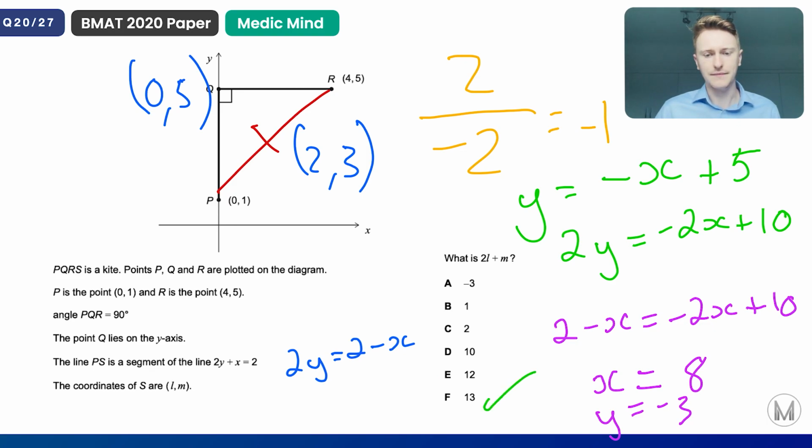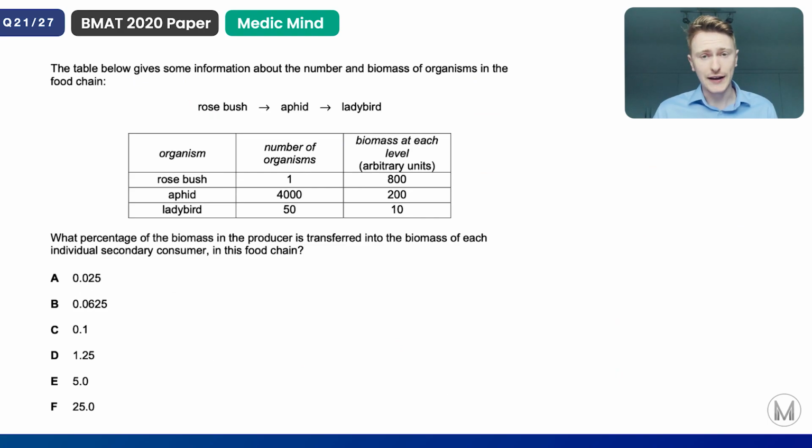So that's our answer. Now we're looking at food chains, and this is a biology question. We've got a rosebush, an aphid, and a ladybird. And we're asked to compare the sort of energy transfer between the rosebush and the secondary consumer, in this case the ladybird. We can see that the biomass per organism at each stage is calculated by the biomass total divided by the number of organisms in that level. So for the rosebush, 800 divided by 1, that rosebush itself has 800.